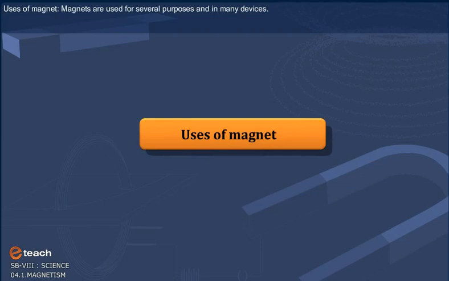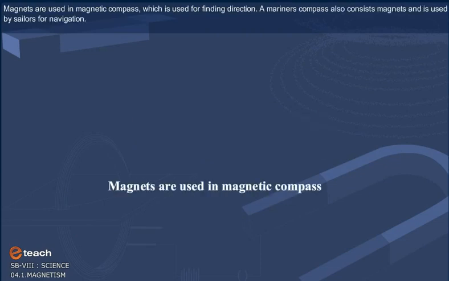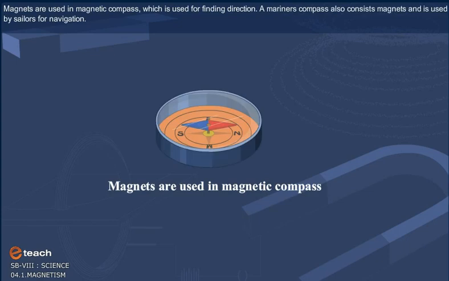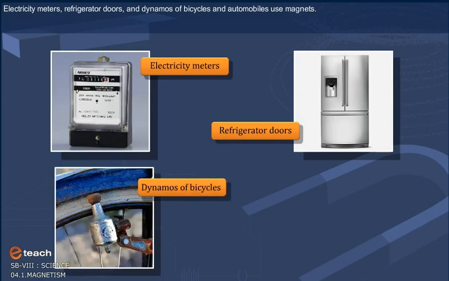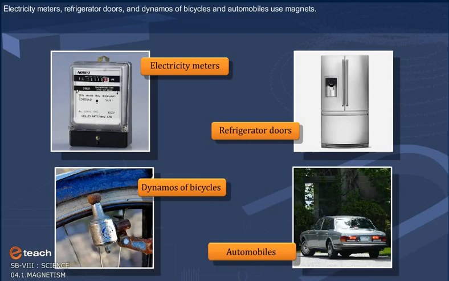Uses of magnets. Magnets are used for several purposes and in many devices. Magnets are used in the magnetic compass, which is used for finding the direction. A mariner's compass also consists of magnets and is used by sailors for navigation. Electricity meters, refrigerator doors, and dynamos of bicycles and automobiles use magnets.